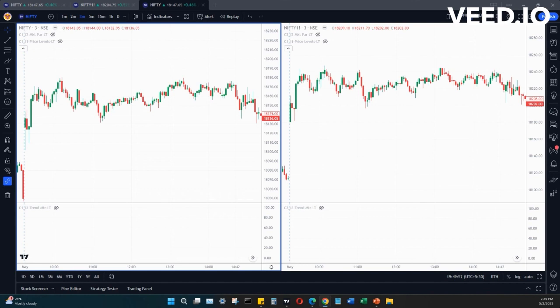Great. So you're looking at the two-view chart in the TradingView platform. On the left is the Nifty Spot chart, and on the right is the Nifty Futures chart. Both these charts are set to a 3-minute time frame. Before we bring the indicators on, let's look at the price action for today.